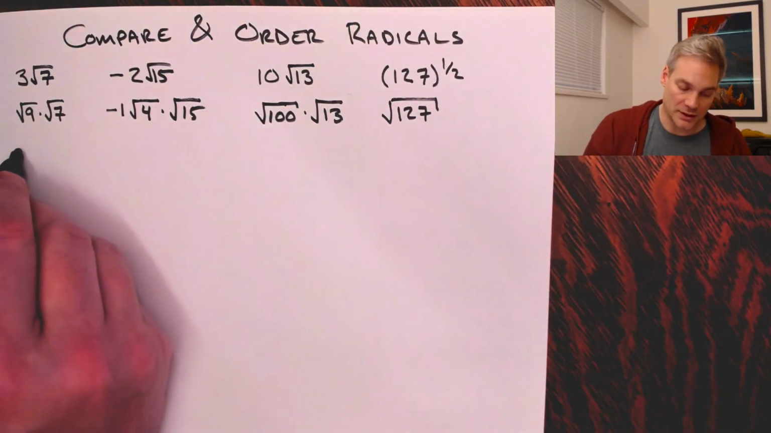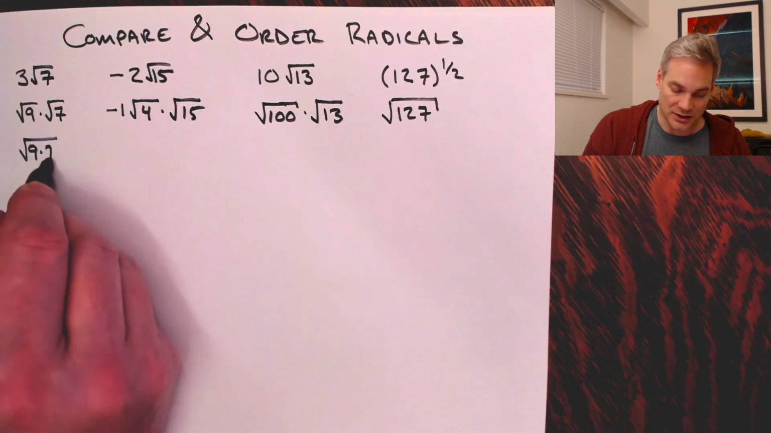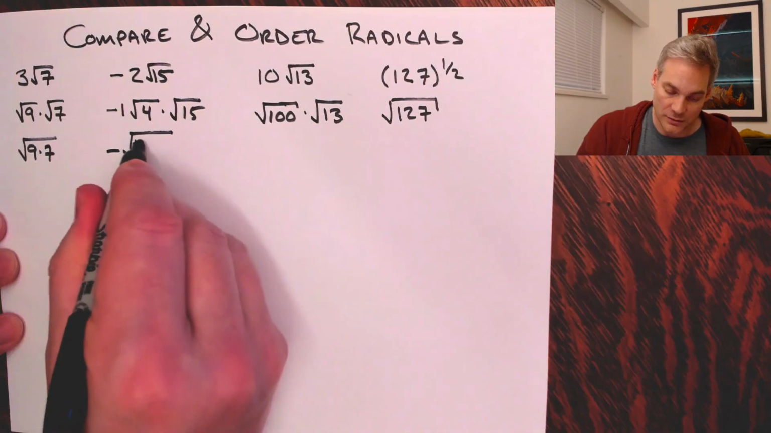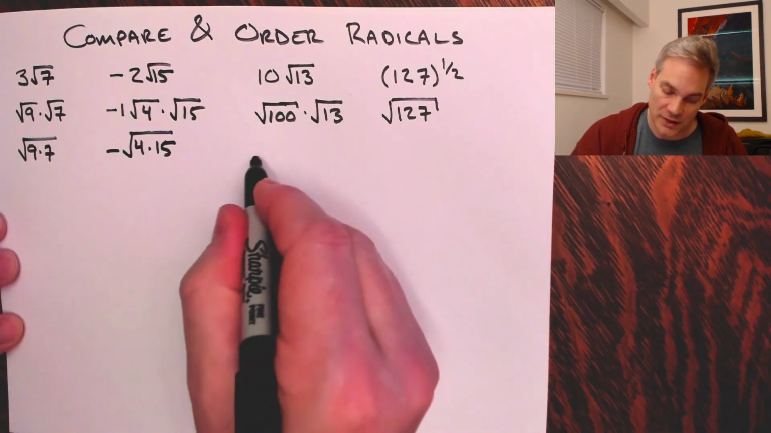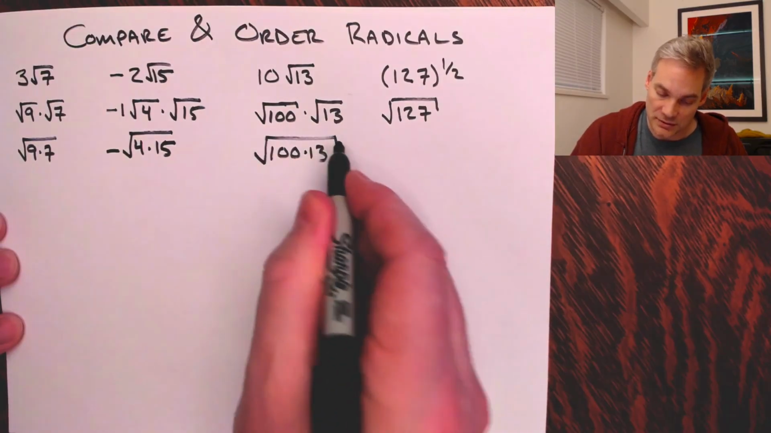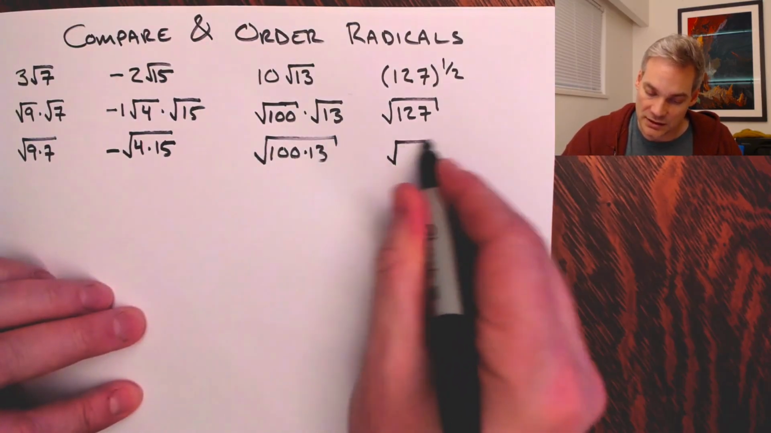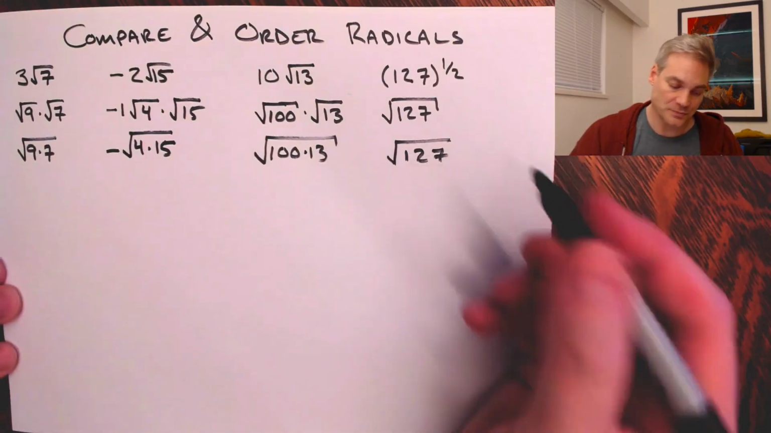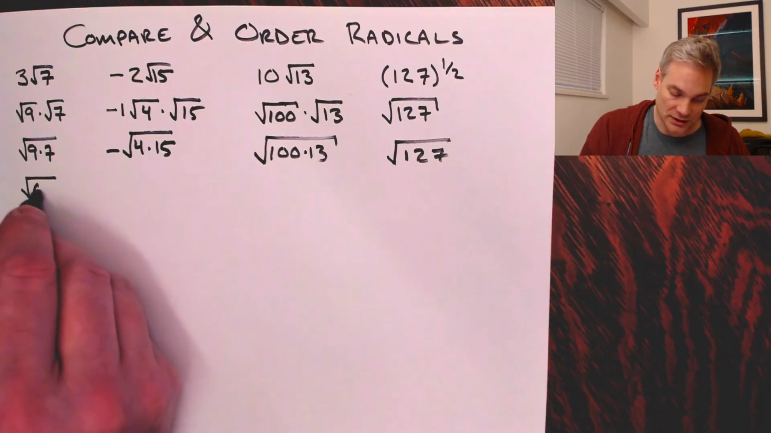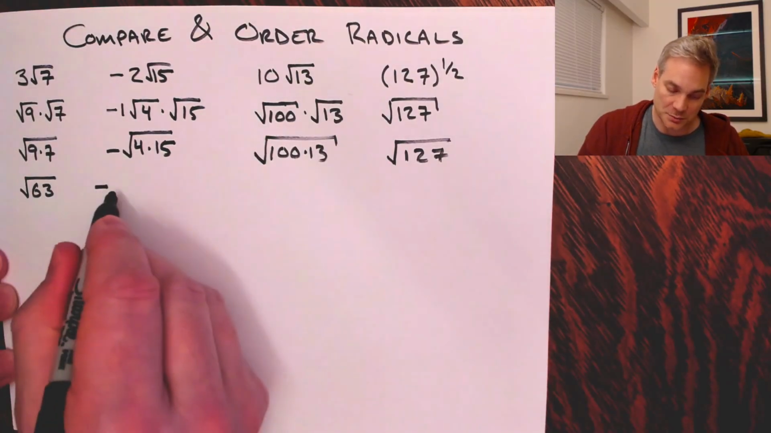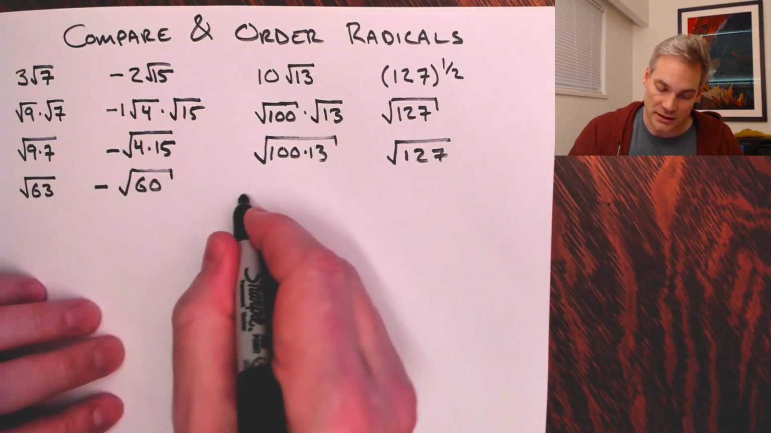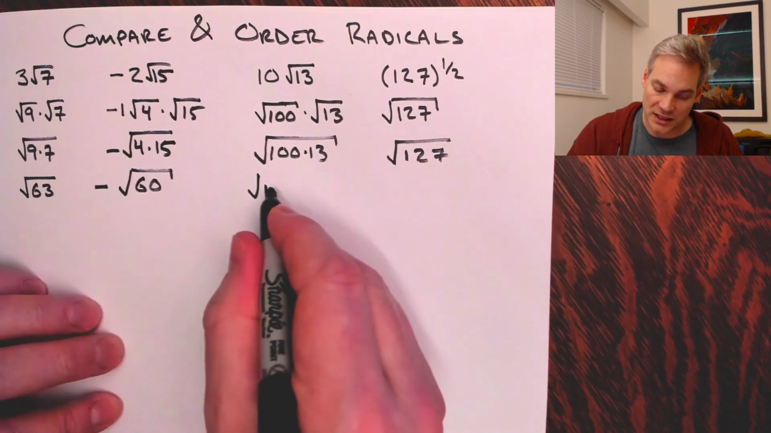Okay, so now I have this, which is 9 times 7, and this one is negative 4 times 15. This is 100 times 13. And this is still the same, 127. So 7 times 9 is 63. This is minus 4 times 15, which is 60. This is 1300.